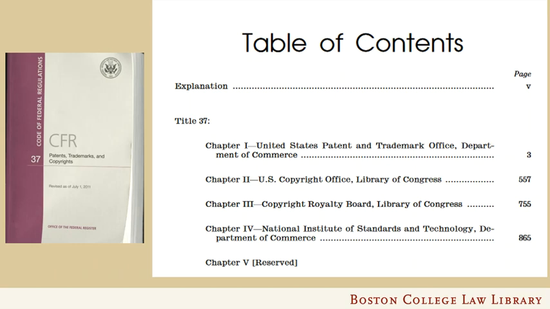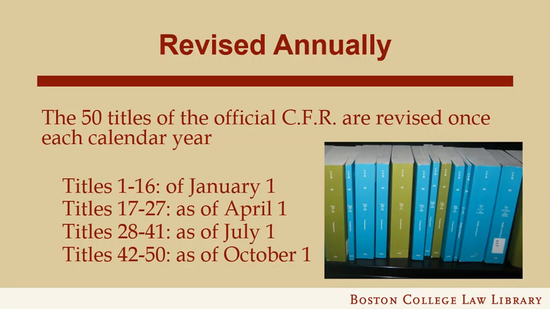Title 37 of the CFR, Patents, Trademarks, and Copyrights, is divided into 4 chapters, each of which contains the regulations from a different agency dealing with intellectual property issues. The CFR is revised annually on a quarterly rotating basis, which is why the official CFR volumes are printed as paperback books in a different color each year. Not all titles are revised at the same time.